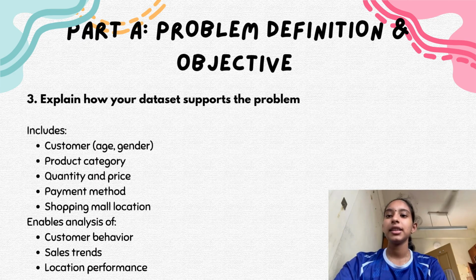The data set supports this analysis because it includes important information such as customer age and gender, product category, quantity, price, payment method, and shopping mall location. This allows us to study customer behavior, track sales trends, and evaluate which location performs the best.